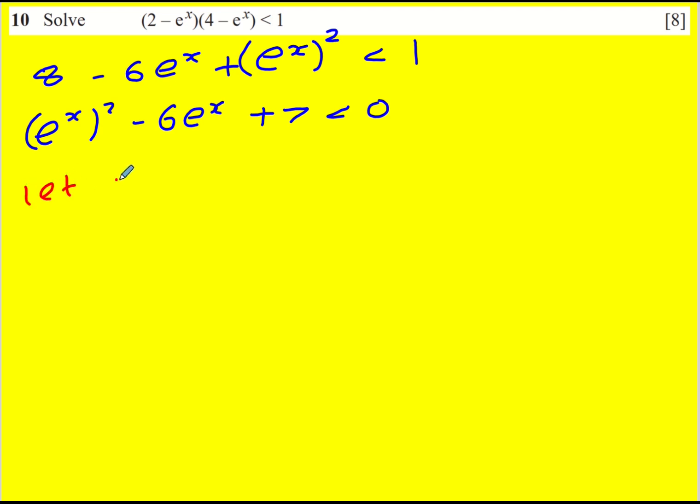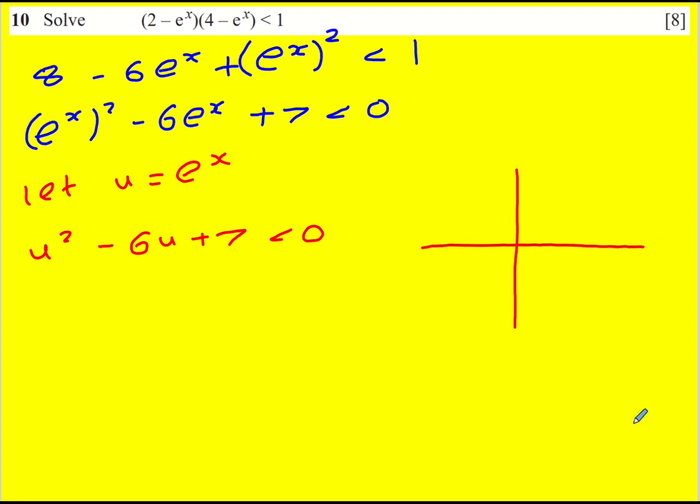So I'm going to let u equal e to the x, and then it will become a little bit clearer. We've got u squared minus 6u plus 7 is less than 0. The thing about this is that it doesn't factorize. It makes you start thinking if I made a mistake, but you haven't, it actually just doesn't factorize.